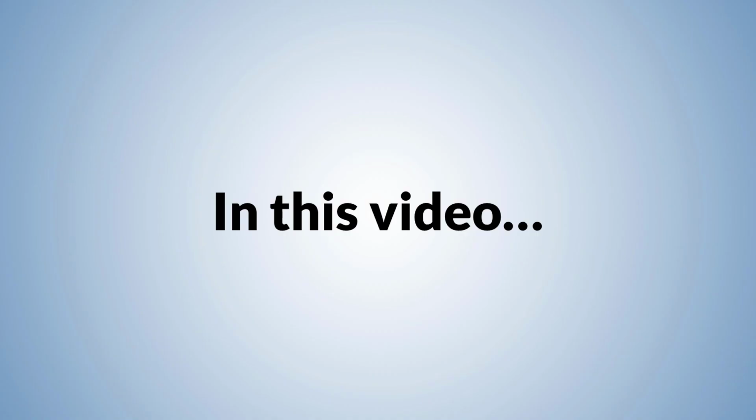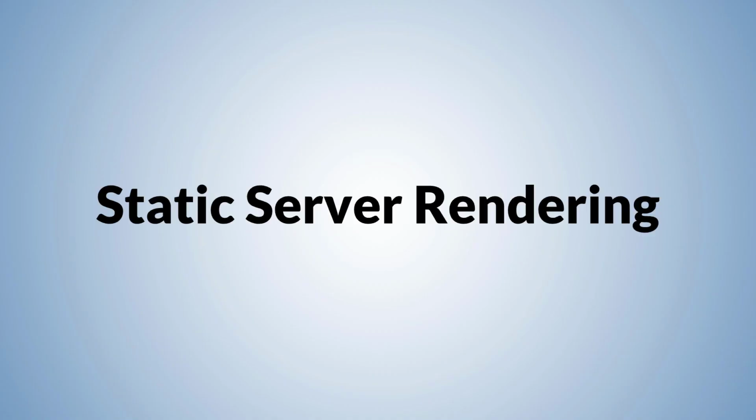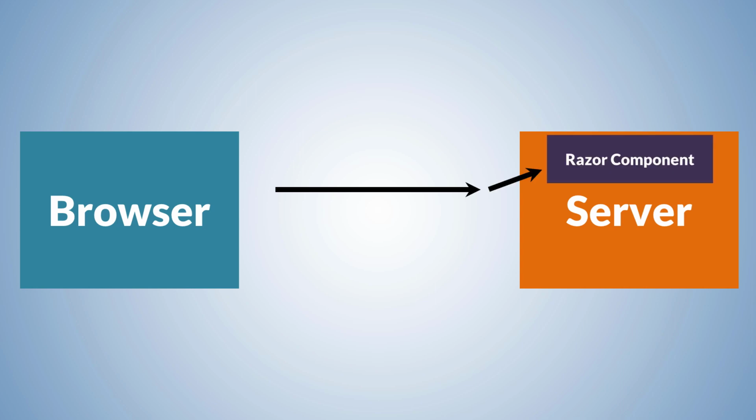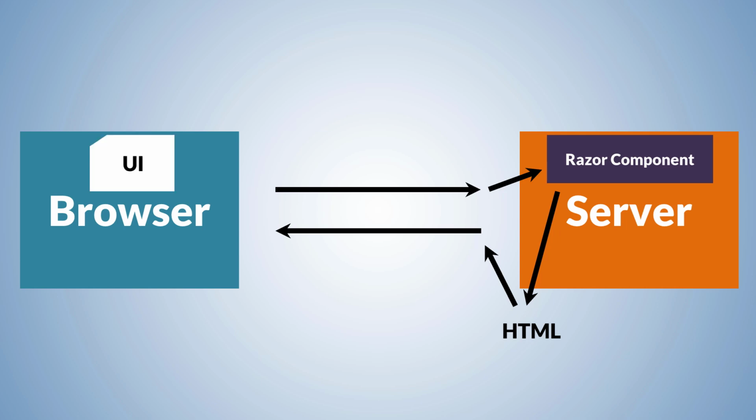In this video, we're going to see how static server rendering works in Blazor in .NET 8. In static server rendering, the browser sends a request to the server. On the server, the request is routed to a Razor component. The Razor component then executes on the server to produce HTML, and that HTML is added to the response and sent back to the client browser. The browser then displays the UI. Let's see how this works in action.